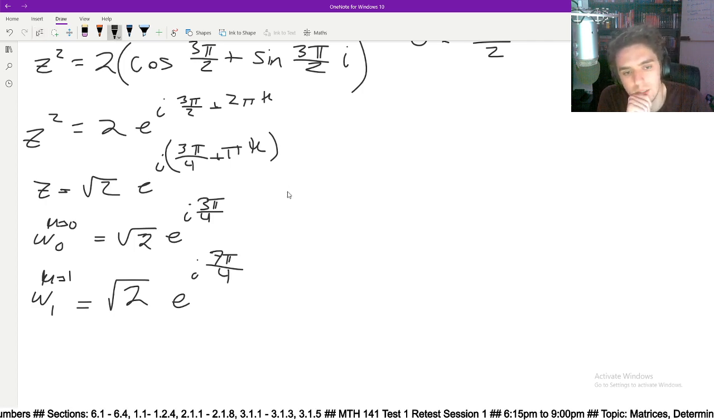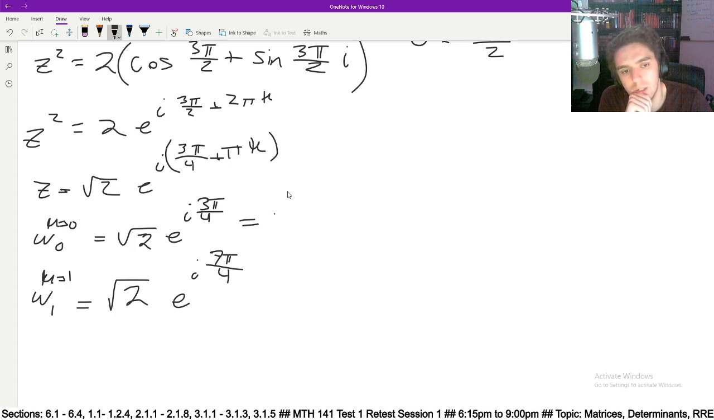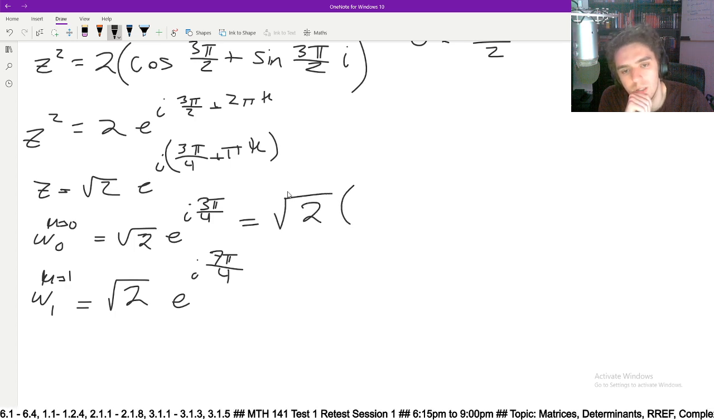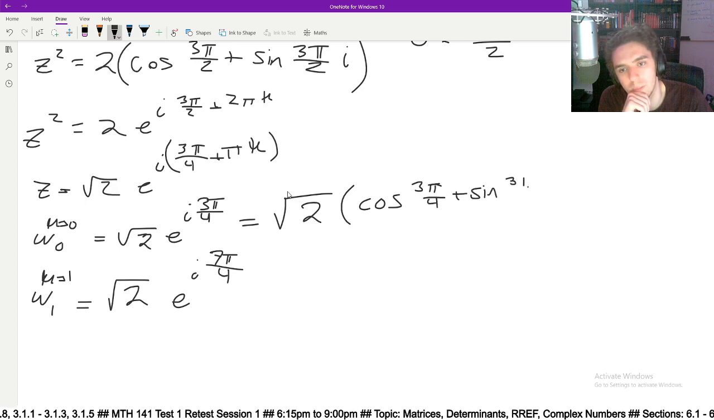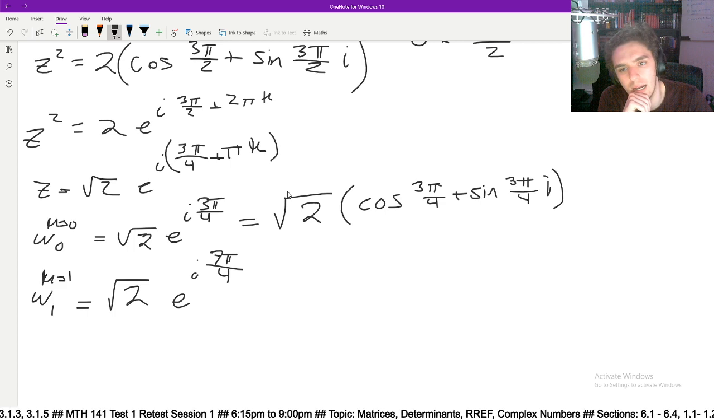Okay, and so now I'm going to turn this into standard form, so root 2 times (cos 3 pi over 4 plus sine 3 pi over 4 i).